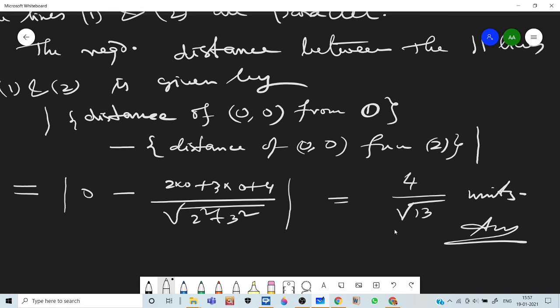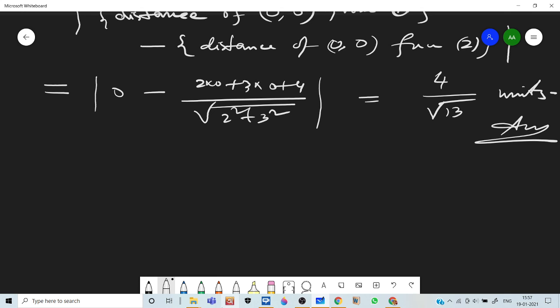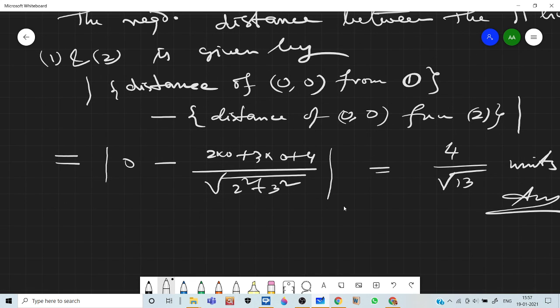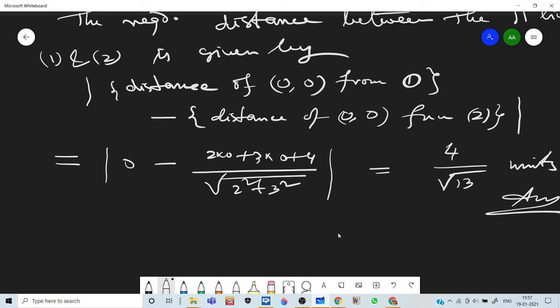The answer is the distance between the two straight lines. And this completes today's lecture.